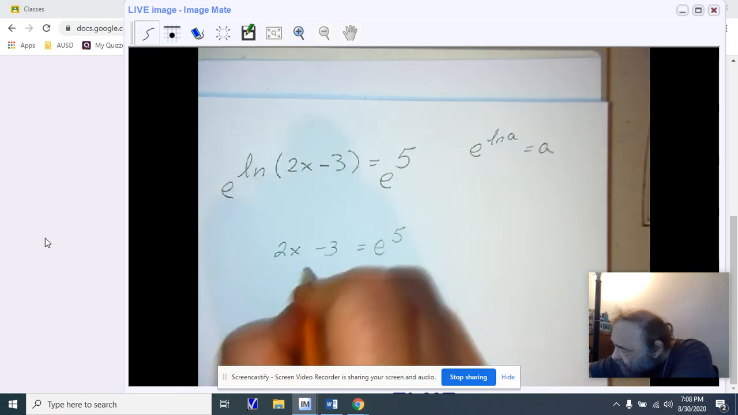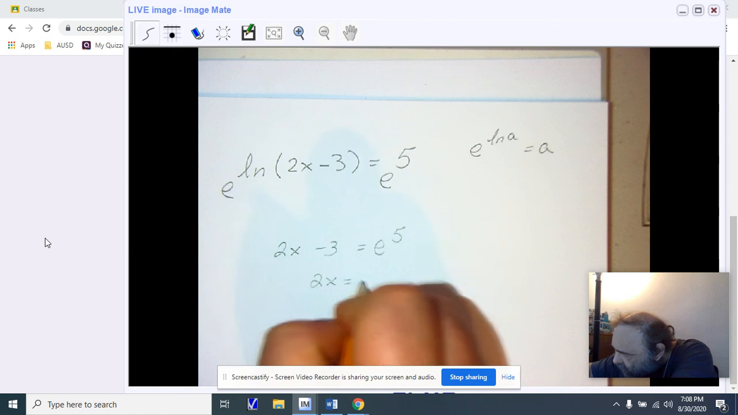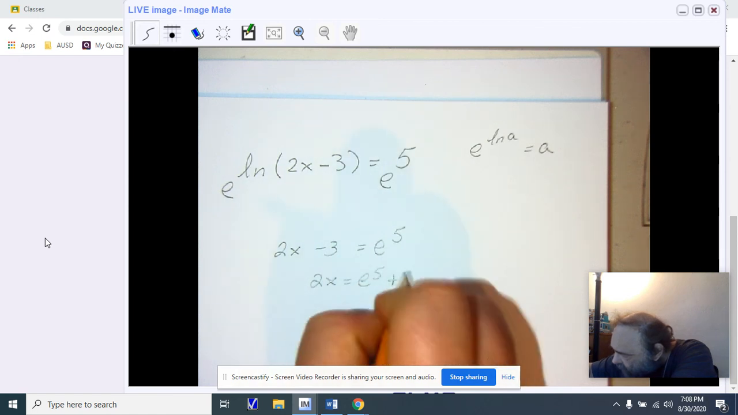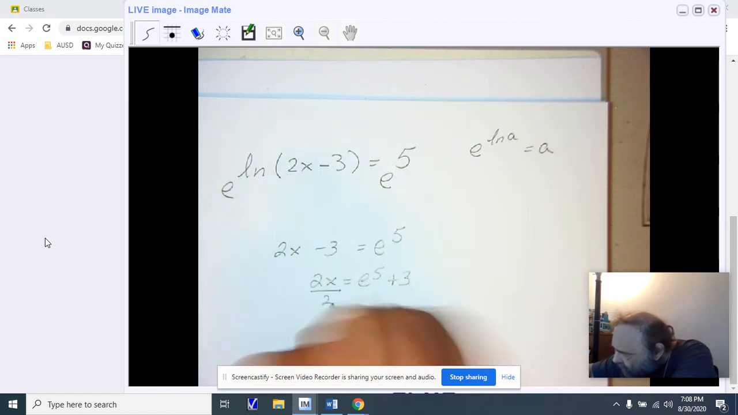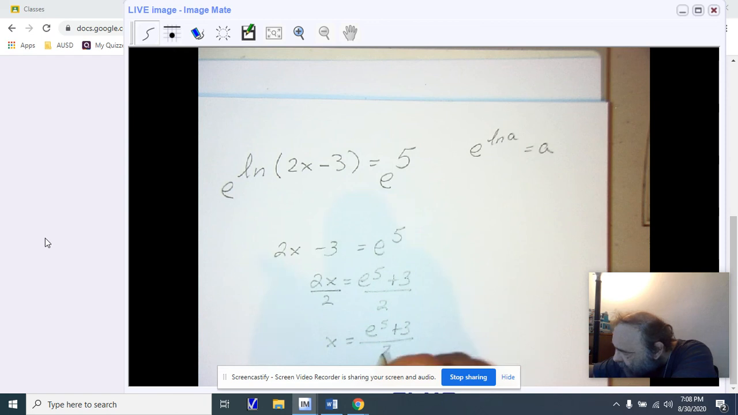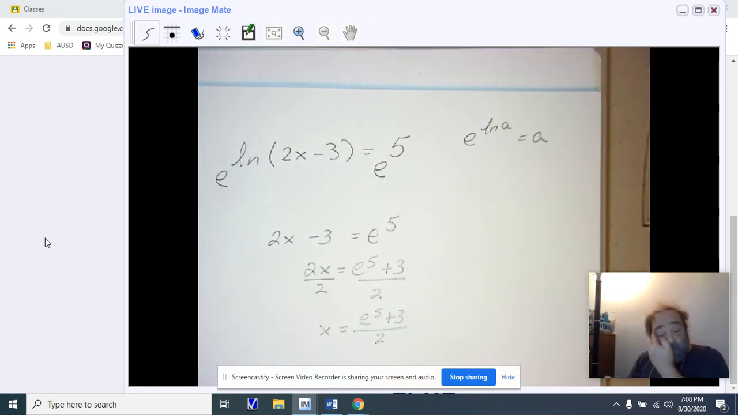I'm now going to add 3 to both sides. 2x equals e to the 5th plus 3, and then dividing by 2 gives me my solution. X is e to the 5th plus 3, divided by 2. Once again, this process is called exponentiation, and it's how we are finding our x-intercepts. Now, we will be finding that x-intercepts are very important to us in calculus, along with y-intercepts, so that's one of the reasons why we find them.